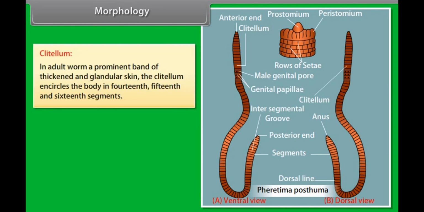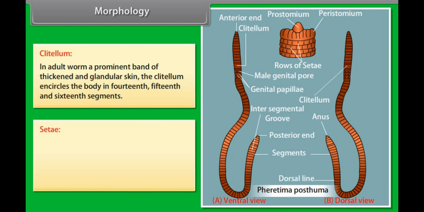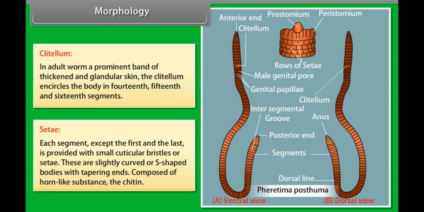Clitellum. In adult worm, a prominent band of thickened and glandular skin, the clitellum, encircles the body in 14th, 15th, and 16th segments. Setae. Each segment, except the first and the last, is provided with small cuticular bristles or setae. These are slightly curved or S-shaped bodies with tapering ends, composed of a horn-like substance, the chitin.